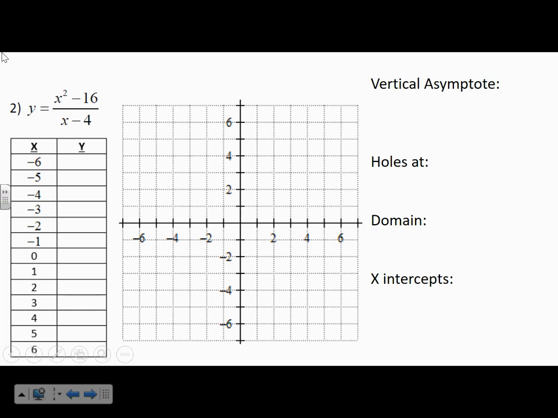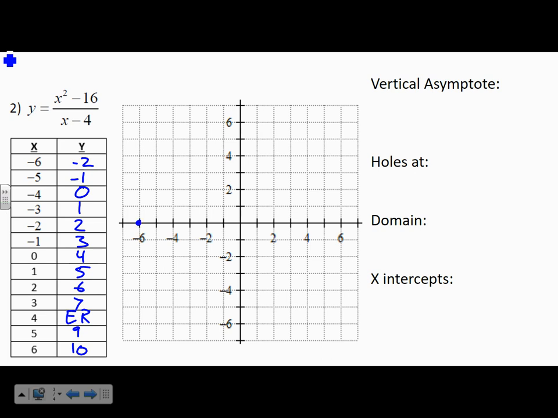Number 2, same thing. So -6 is -2, -5 is -1, -4 is 0, -3 is 1, -2 is 2, -1 is 3, 0 is 4, 1 is 5, 2 is 6, 3 is 7, 4 is an error, 5 is 9, 6 is 10. Now this is going to go off my graph a little bit, but that's okay. So when you graph these, it's not too bad.